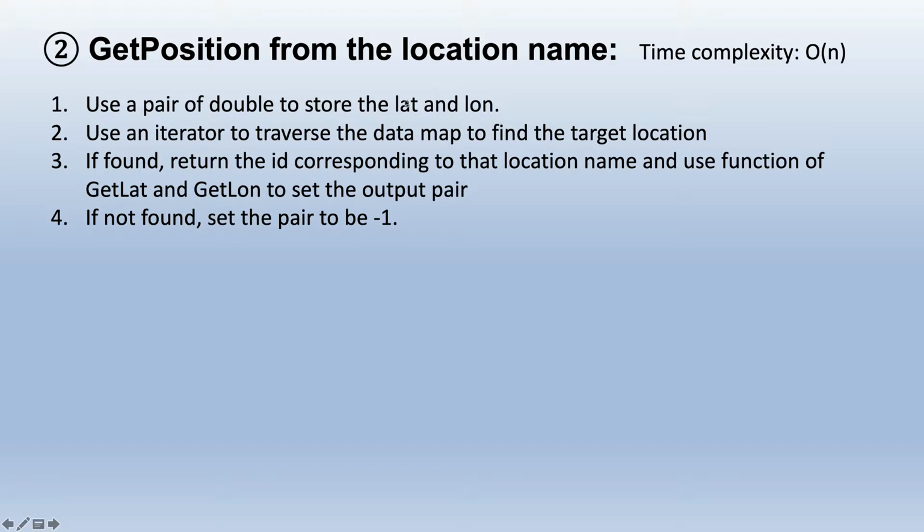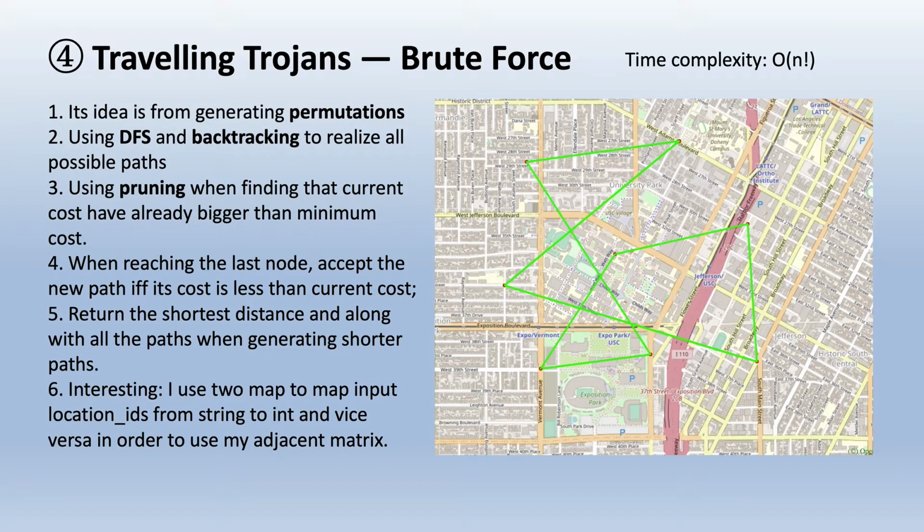Hello, my name is DaSun, and I implemented number 2, get position. I use a pair of doubles to store the latitude and longitude, and I use an iterator to traverse the data map to find the target location. If we find that name, we return the ID corresponding to that location, and use the functions get latitude and get longitude we implemented before to get the output pair. If we do not find that location name, we set the pair to be -1, and the time complexity here is O of n. And number 4 is traveling trading.